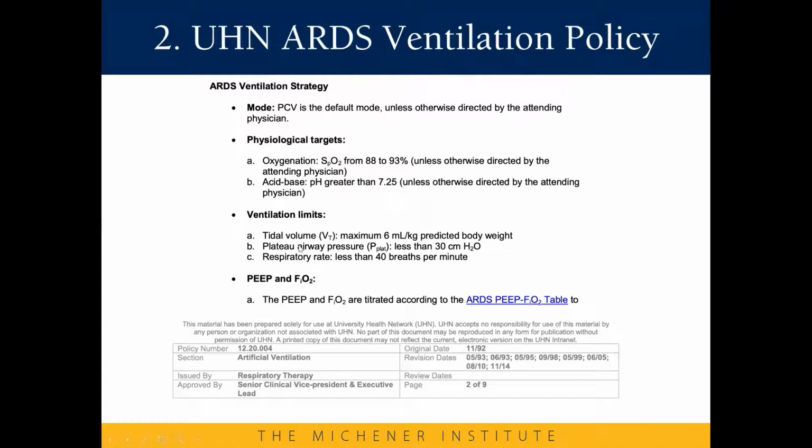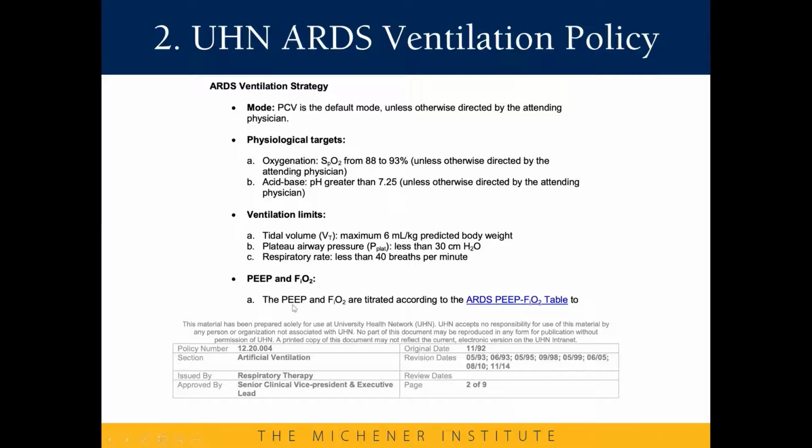You can see instead of starting at 8 mils per kilo, they're starting in the lung protective range. So they have decided that when they set their inspiratory pressure, they're going to target a tidal volume equal to 6 mils per kilogram of predicted body weight. So that's a little different from ARDSNet. The plateau pressure, we want to keep it less than 30 centimeters of water, similar to ARDSNet. And the respiratory rate, again, less than 40 breaths per minute, but you would need to look for gas trapping or air trapping.